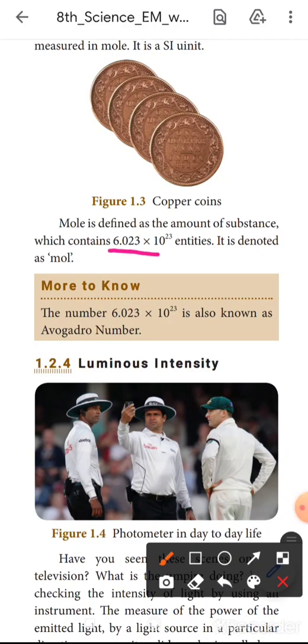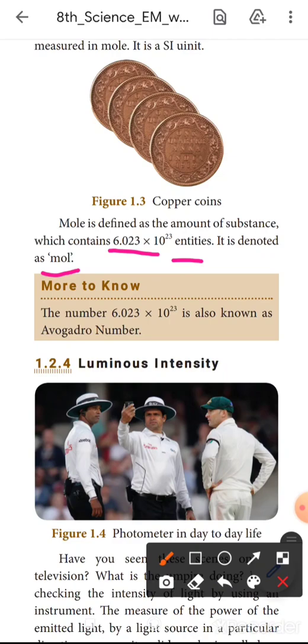6.023 into 10 power 23 entities. What are the entities? Yes, that is electron, proton, ion, atom. These are entities. 1 mole is present in any atom, molecule, ion, proton, electron. How many particles? 6.023 into 10 power 23 entities. It is denoted mol. That is the symbol. Mol is the symbol.